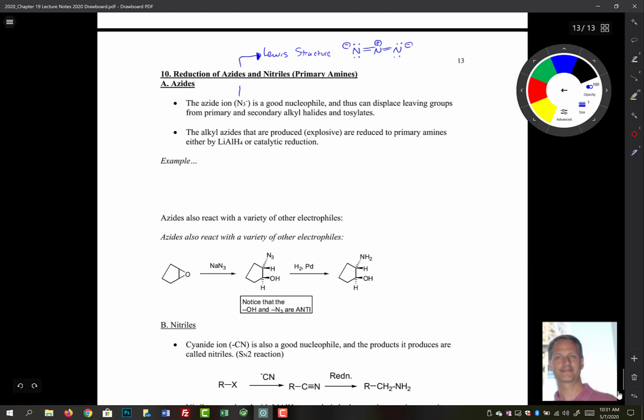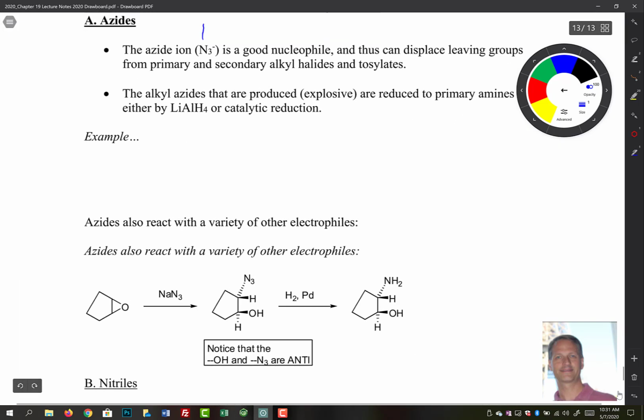Right, 2 of them actually, and that gives you this. So that's where your N3 minus comes from. So it's a nucleophile. And if we look at this example down below, we can make some sense out of the reaction. It's pretty predictable.